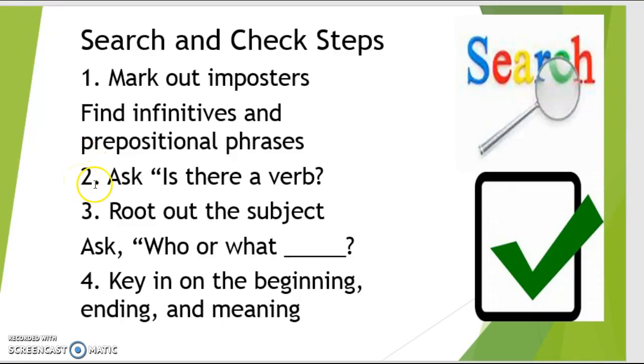And then 2, ask yourself, is there a verb? So you want to find the verb. Step 3, you want to find that subject. So root out the subject, ask who or what did the action or the verb. And then step 4, you want to key in on the beginning, ending, and meaning. So you want to make sure that at the beginning of the sentence you have a capital letter, at the end of the sentence you have a punctuation mark, and that the sentence has meaning, that it makes sense.